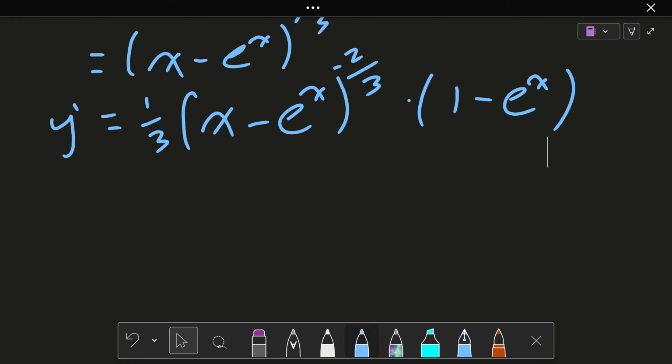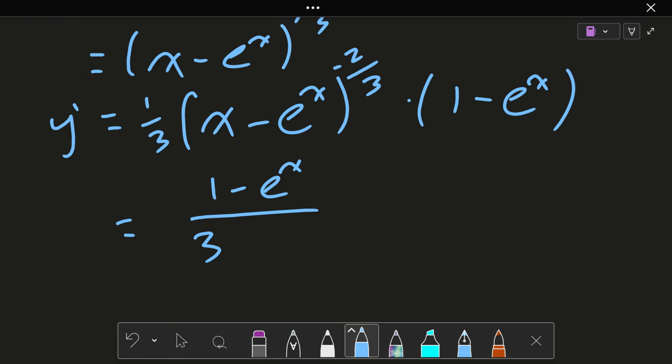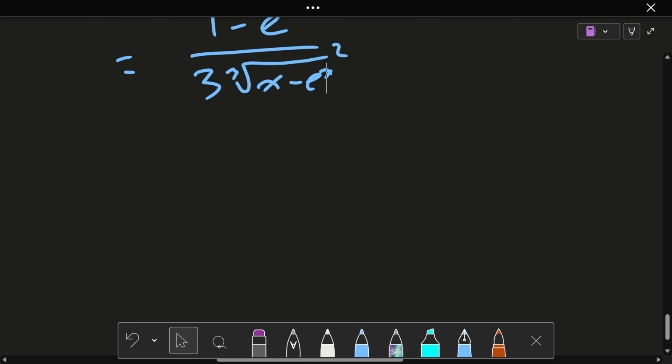So really all I want to do is get rid of that negative exponent. So I'm going to be left with 1 minus e to the x over 3. And then we can write this back in a radical form if we want, or we could just leave it as a positive exponent once I move it to the denominator. Okay, so now we've seen e to the x used in a couple different situations.